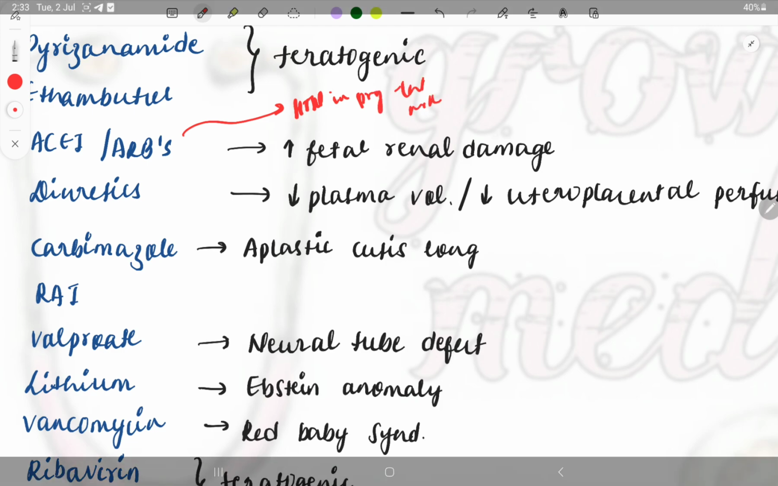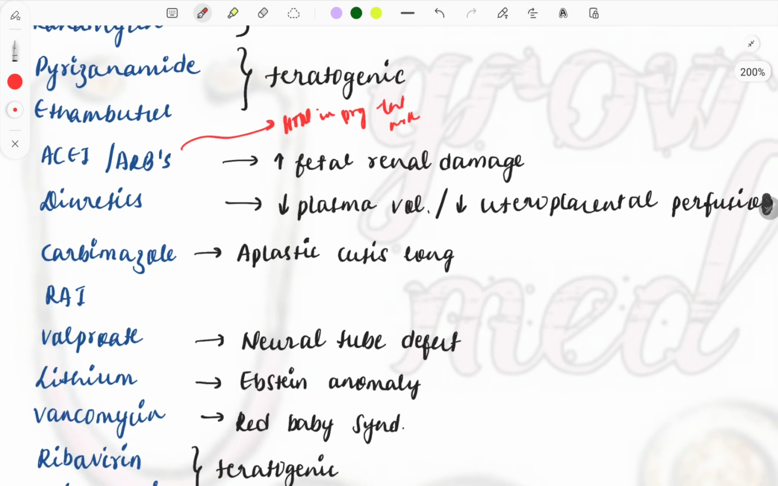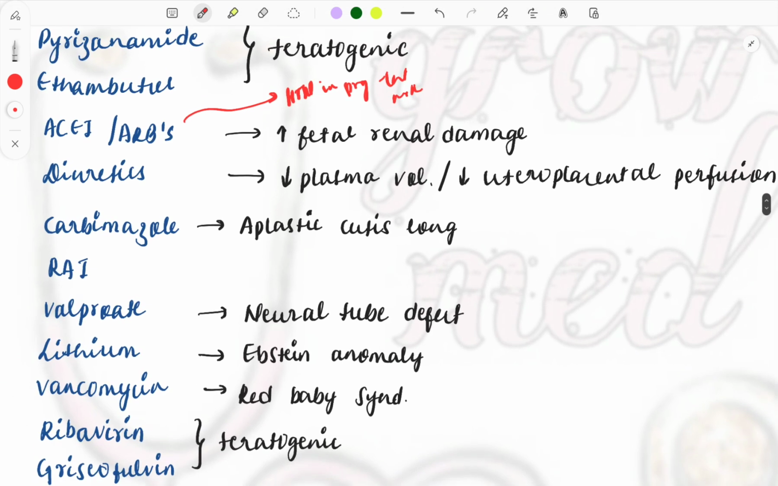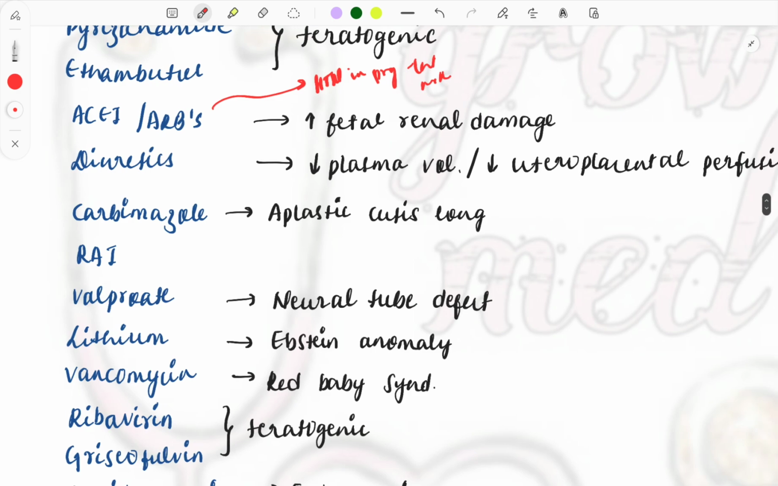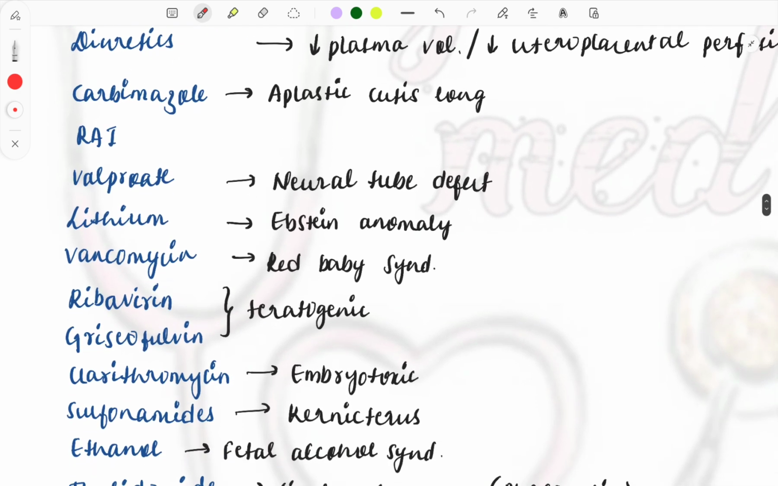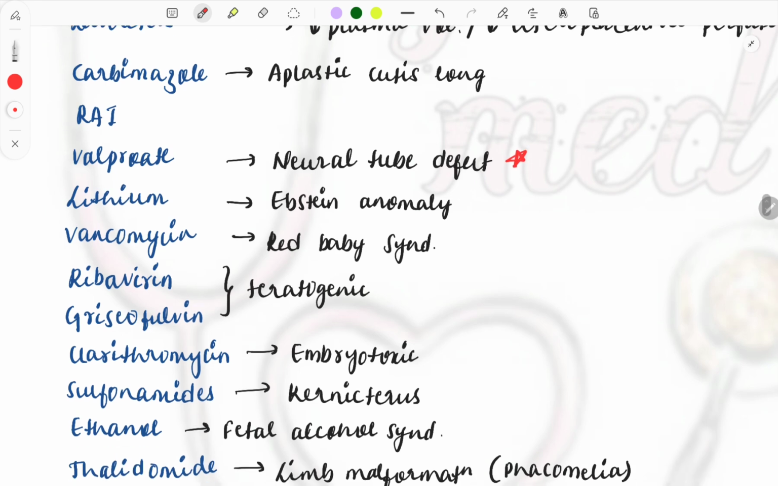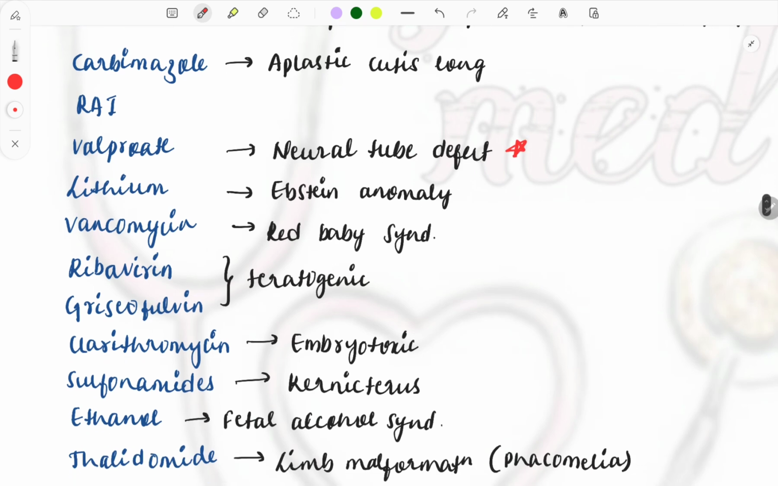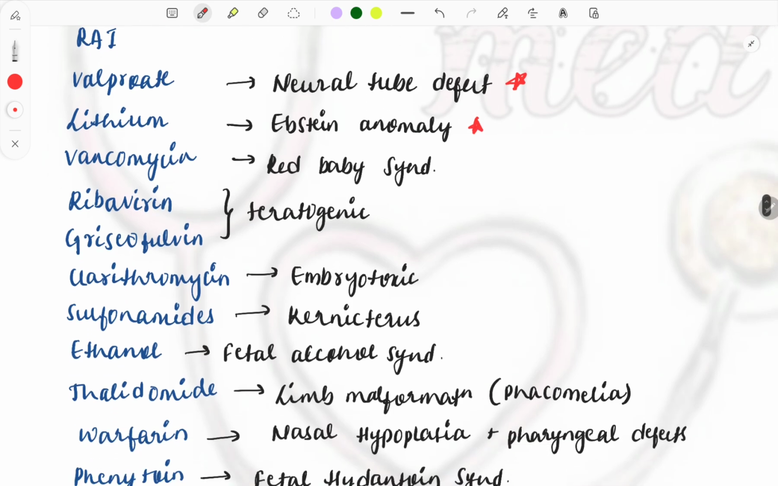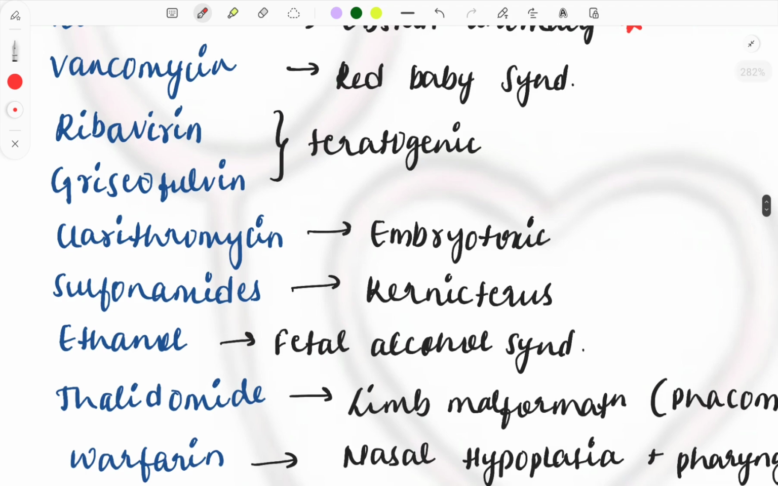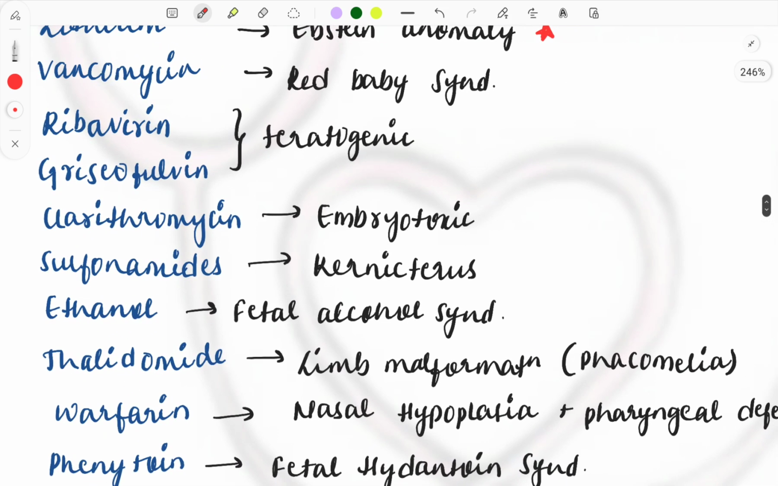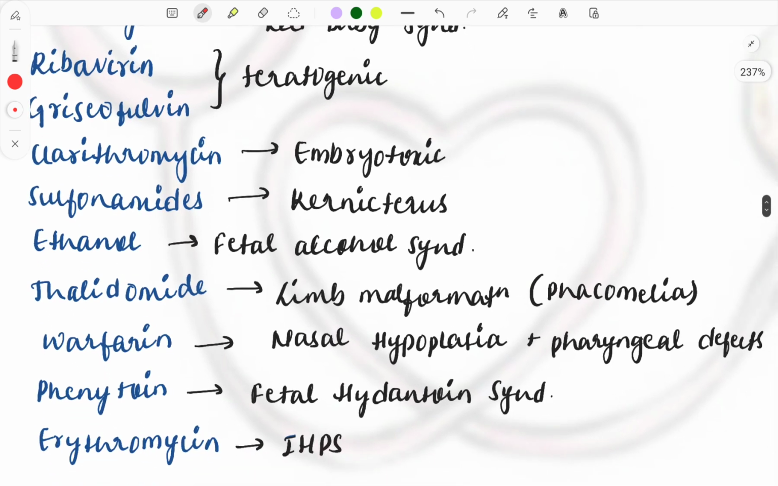Then diuretics are also contraindicated, and the reason is decreasing the plasma volume. Carbimazole causes aplasia cutis congenita. Then valproate, this is a PYQ, causes neural tube defect. This is also a PYQ, Ebstein anomaly, lithium. Then vancomycin, red man syndrome, teratogenic effect. Then clarithromycin, it will be embryotoxic. And furosemide, ethanol causes fetal alcohol syndrome.